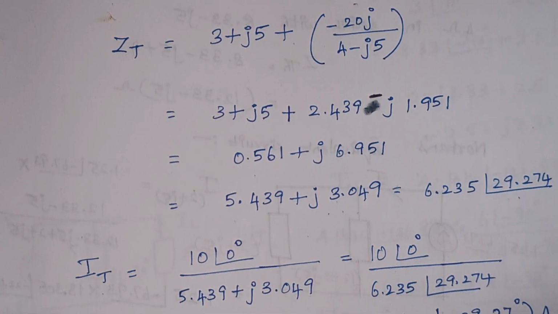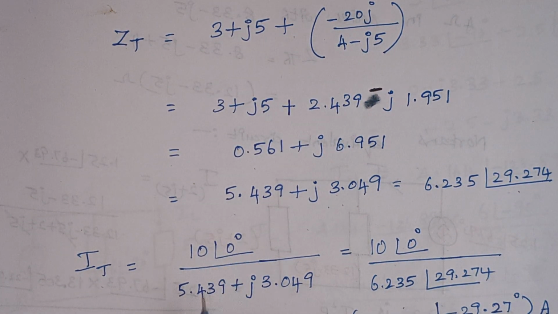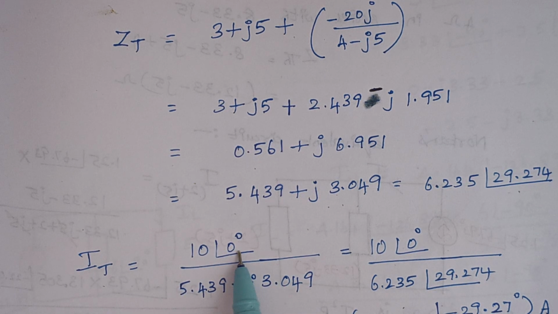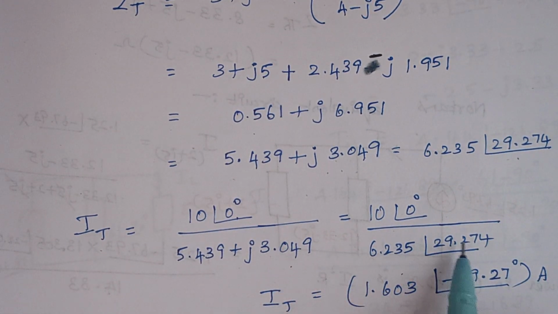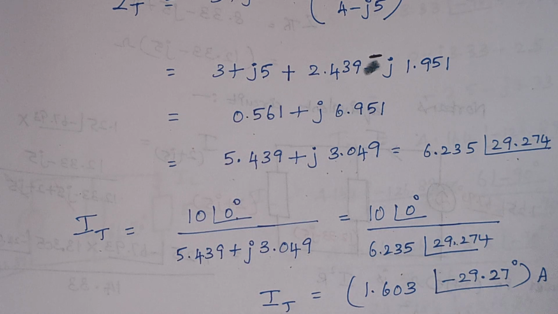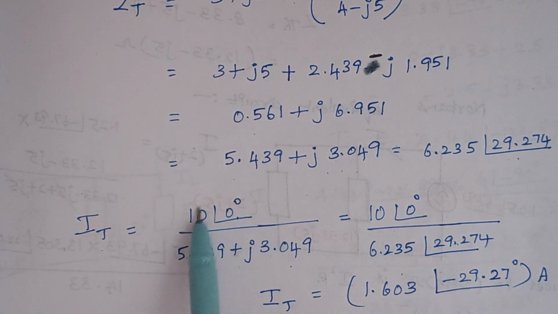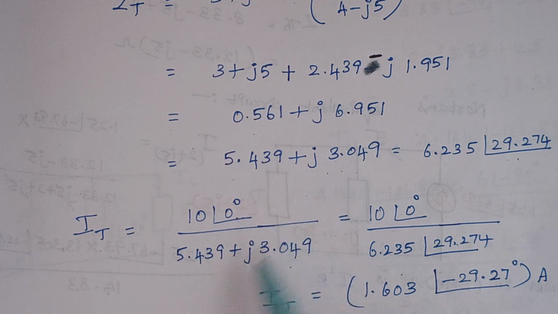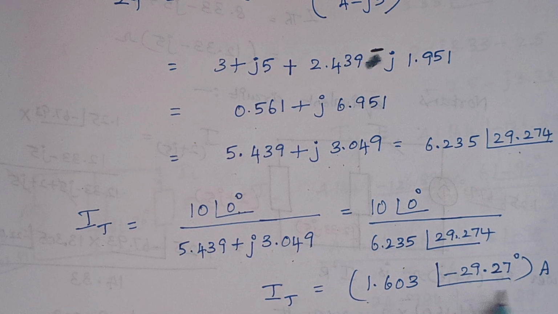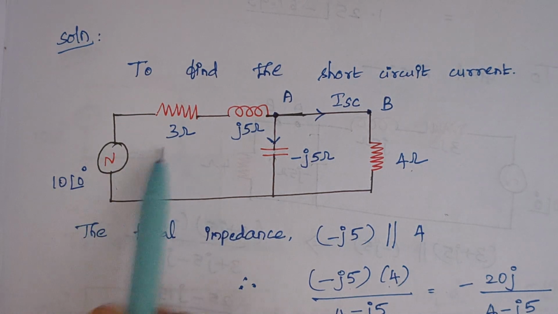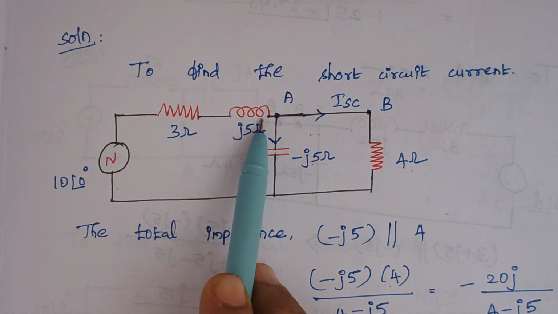The total current is nothing but V by Z. So this is your voltage source and this is the value of this impedance, right? Here I am converting this rectangular form to polar form. You can do it either way: you can convert this into rectangular form and solve, or you can convert it to polar form and solve. And here the value of the total current is given by this expression.